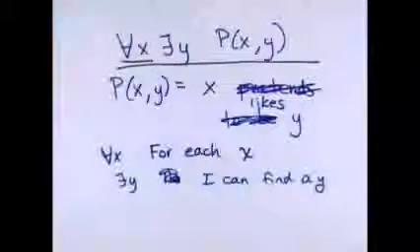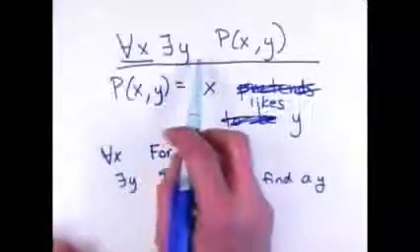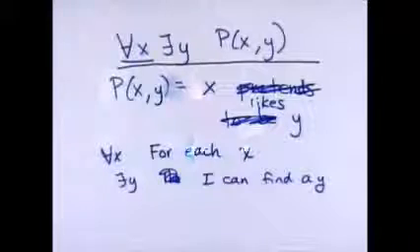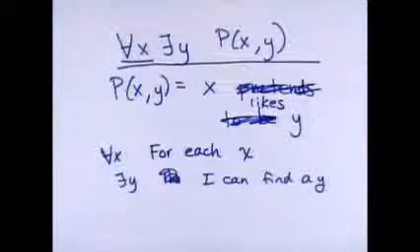So if I read it again with likes, for each x, I can find a y so that x likes y. That means every person has someone out there in the world that they like. Does everybody have to like the same person? No, everyone can choose someone different to like. I can like my brother, you guys don't have to like him.